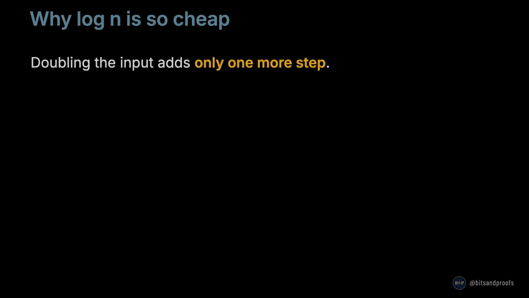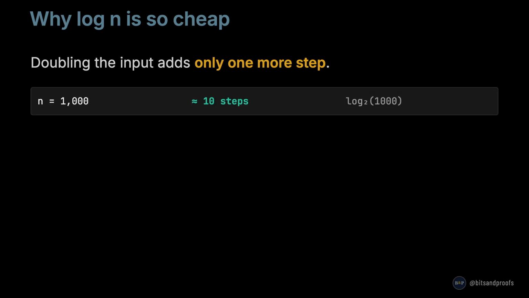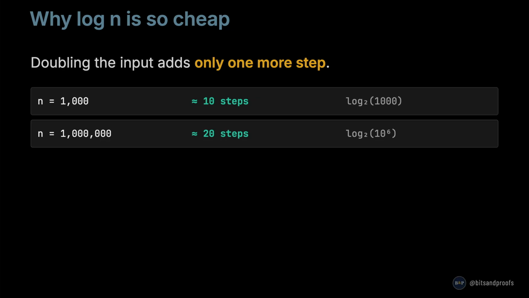Why is log n so cheap? Doubling the input adds only one more step. Let me make that concrete with a table. At n equal 1000, about 10 steps. Log base 2 of 1000 is just under 10. 10 comparisons to search a list of 1000. Fast. At n equal 1 million, about 20 steps.